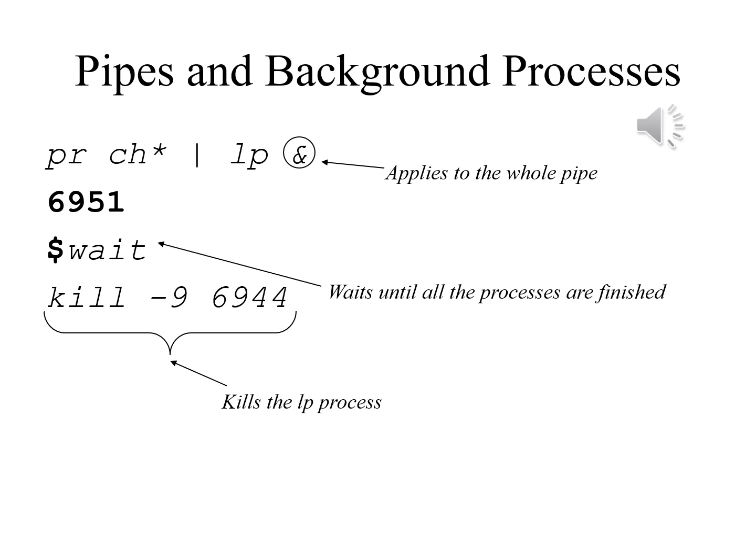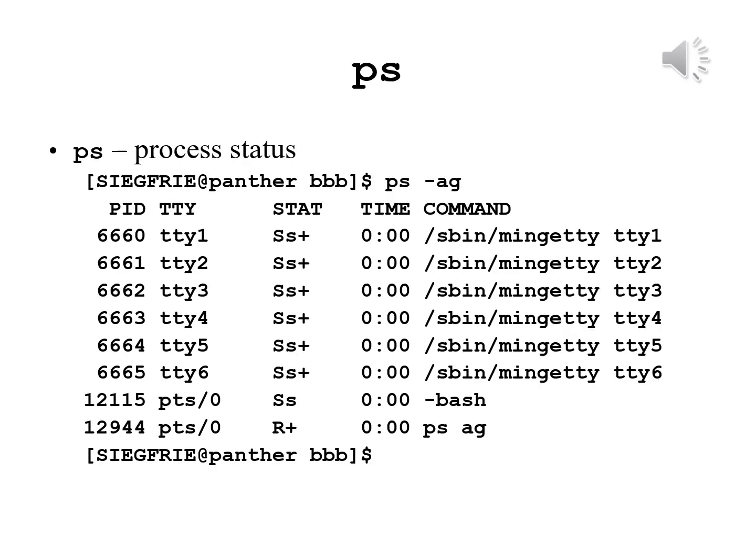Please note that kill -9 6944 will terminate process number 6944. We will talk more about kill later in the course. ps is an abbreviation for process status. It will list the processes run by the current user. ps -a lists all the processes that belong to a given terminal. ps -g is currently deprecated.